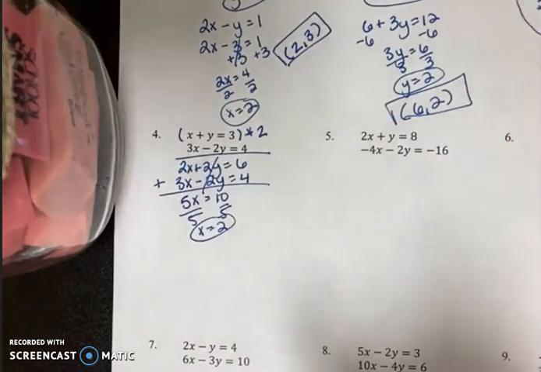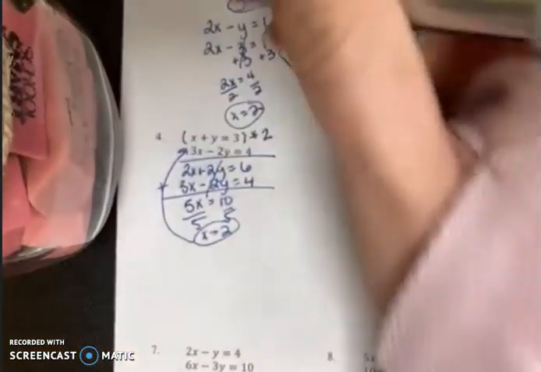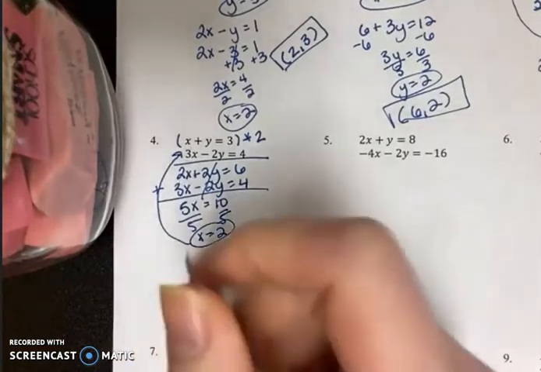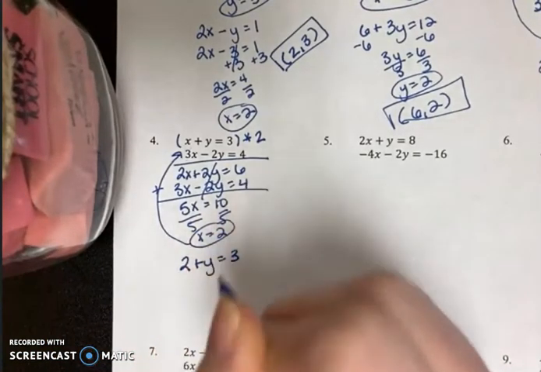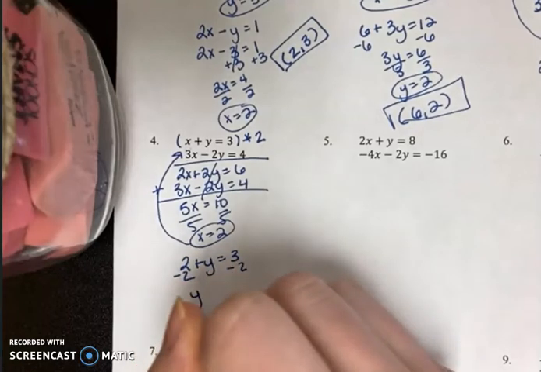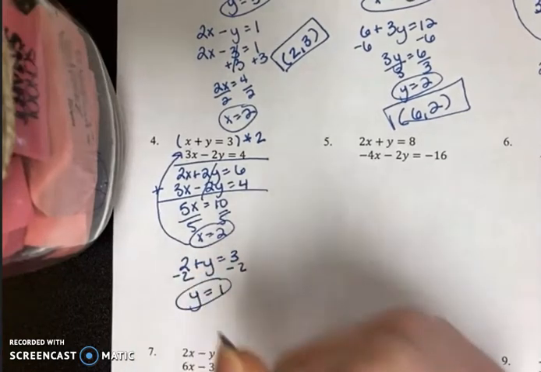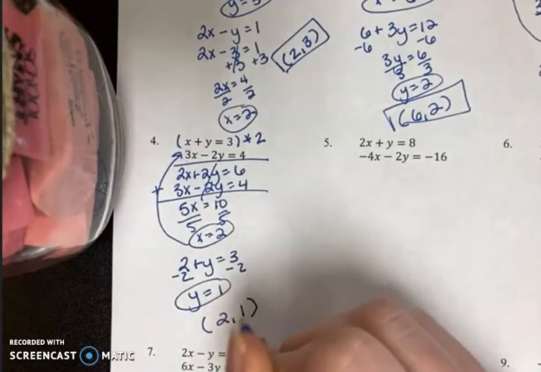I'm going to take the 2 and plug it back into one of the equations. I personally think the first one's a little bit easier because x is already by itself. So 2 plus y equals 3. Subtract 2. Y is a positive 1. So the coordinate is 2, 1.